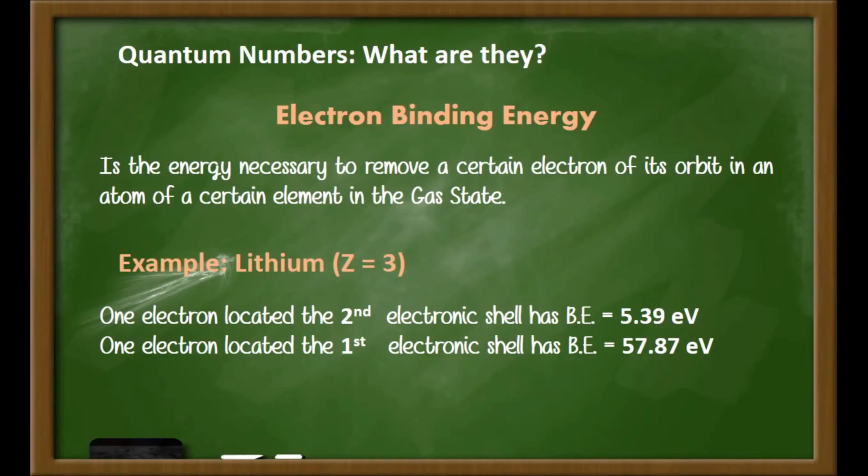It's around 57.87 electron volts. This difference happens because it's harder to remove electrons from an electronic shell close to the nucleus, because the nucleus has the positively charged protons, which attract more intensely the negatively charged electrons, which makes them harder to be removed in comparison to electrons located in the electronic shells farther from the nucleus. At this point, it is important to point out that all these definitions about electron binding energy are based on the Rutherford-Bohr atomic model.